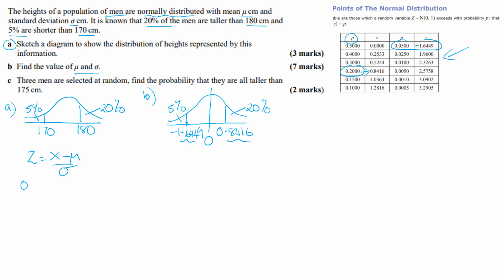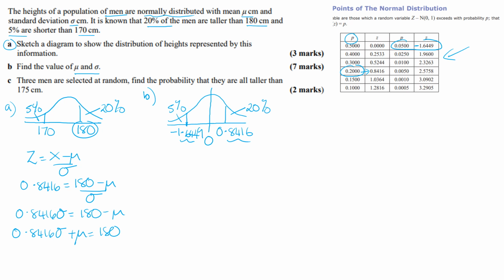So if we write 0.8416, the z value is the corresponding x value in that position, 180 minus mu, all over sigma. Cross multiply: 0.8416 sigma is equal to 180 minus mu, and just take that mu over: 0.8416 sigma plus mu is equal to 180.